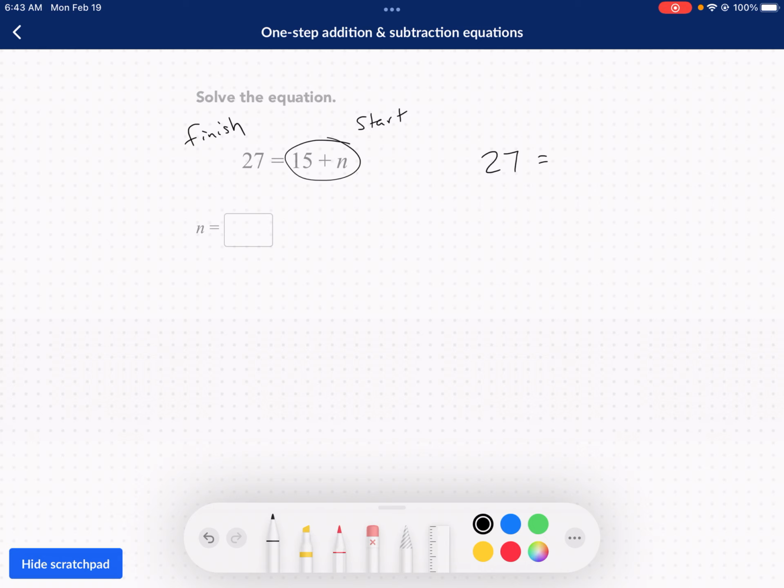It doesn't matter. With equal signs, it doesn't matter if it's on the right or the left side. So we have an unknown value. We could even think of this as question mark plus 15. So we start off with some amount of money, and then someone gave us $15. And when we counted, we ended up with 27. How much did we start with?